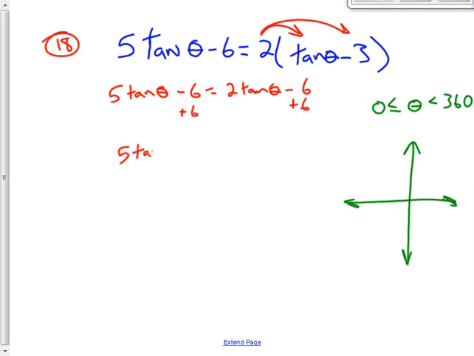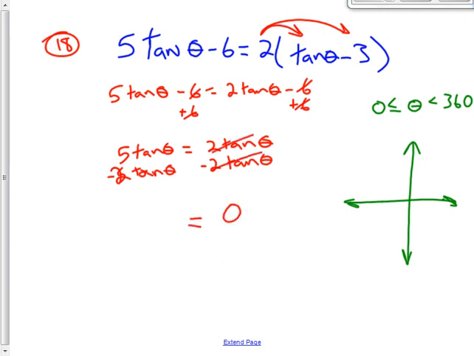We just did a problem like this with the linear idea. The 6's are all going to cancel out. I have 5 tangent theta and 2 tangent theta, so I'm going to subtract 2 tangent thetas. Treat that trig function like a variable, so 2 tangent theta minus 2 tangent theta is 0. 5 tangent theta minus 2 tangent theta is 3 tangent theta.